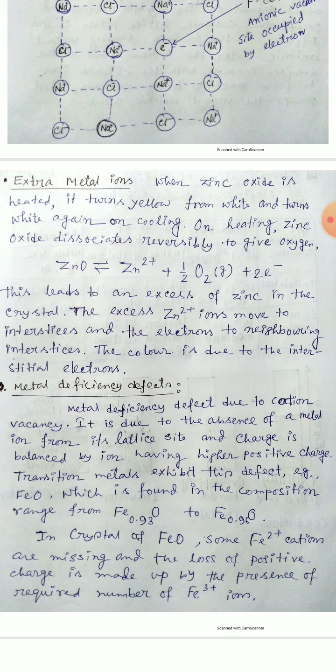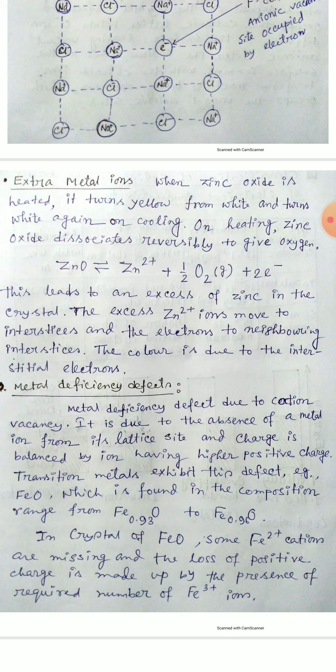Zinc oxide, like NaCl: when NaCl is heated in the presence of sodium vapor, it becomes yellow due to the presence of F-centers. An F-center is a center in which electrons are present, and the electrons balance the charge of the cation, the extra cation.